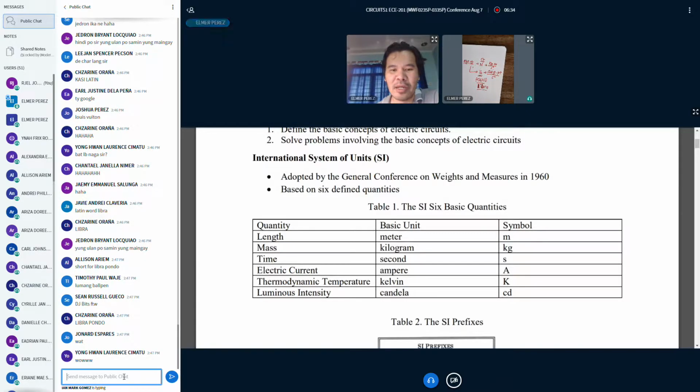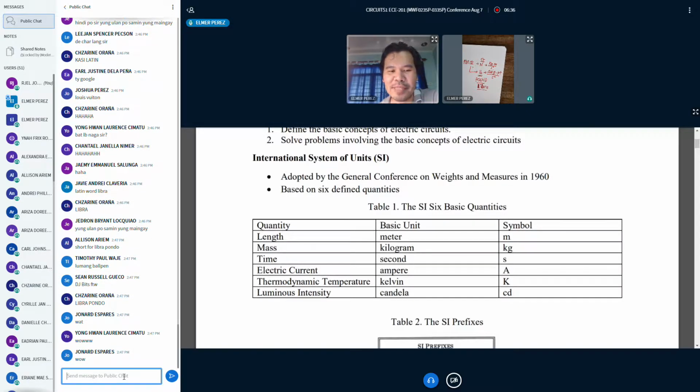Ayan. Okay, so yun lang dalawang yon. Yung time is the same. English or SI is the same. Kelvin is still the same. Meron lang kasi mga gumagamit ng ibang unit like Celsius or Fahrenheit.